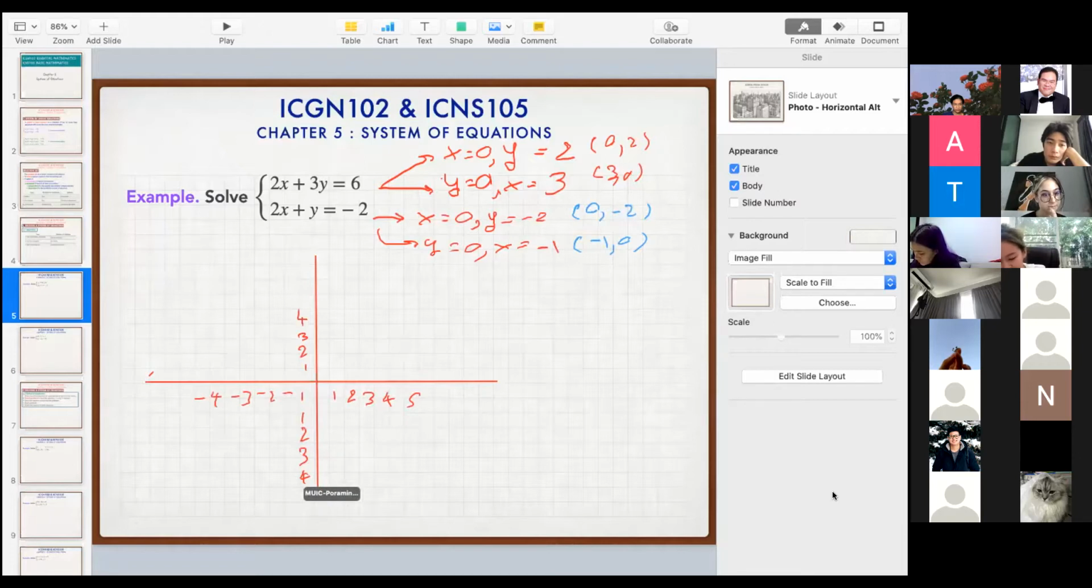Okay, just plot the first line first. (0, 2) and (3, 0), and then we just draw the line. And for the second line, (0, 2) and (-1, 0).